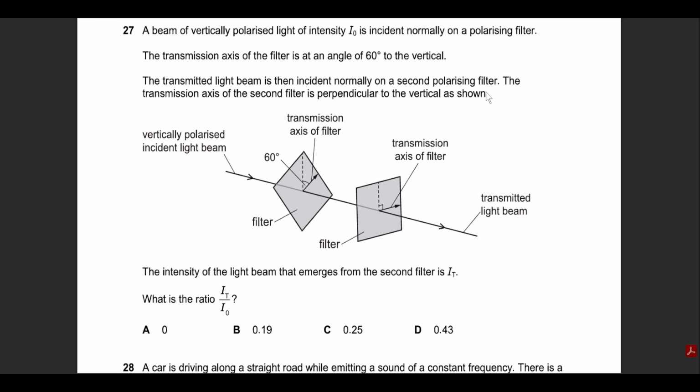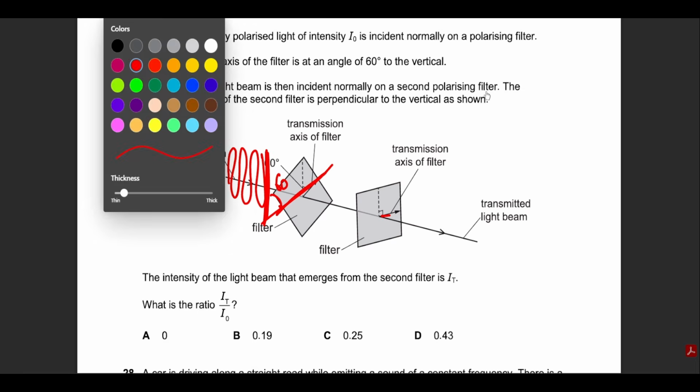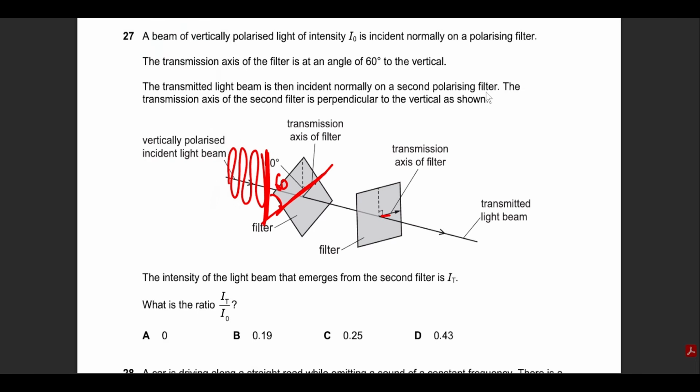Question 27 is about Malus's law, which has been added to your course since 2021. It says the transmission angle of the filter is vertically polarized. So this is the plane of the wave. Between the plane of the wave and the plane of the filter, the angle is 60, and then it is taken to 90. So after crossing the first filter, the wave is not like this, rather it's like this.